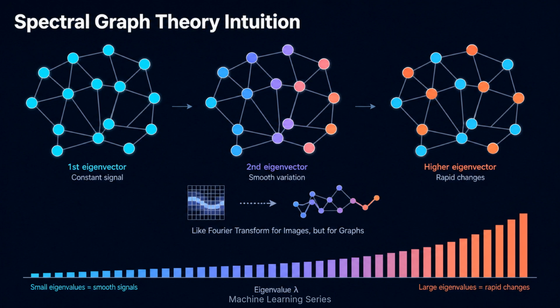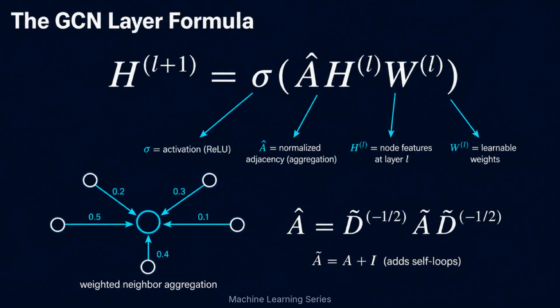Think of it like the Fourier transform for images. Low frequencies capture overall structure, high frequencies capture edges and details. For graphs, small eigenvalues mean smooth variations across neighbors. Large eigenvalues mean rapid changes. Now for the heart of GCN, the layer formula.